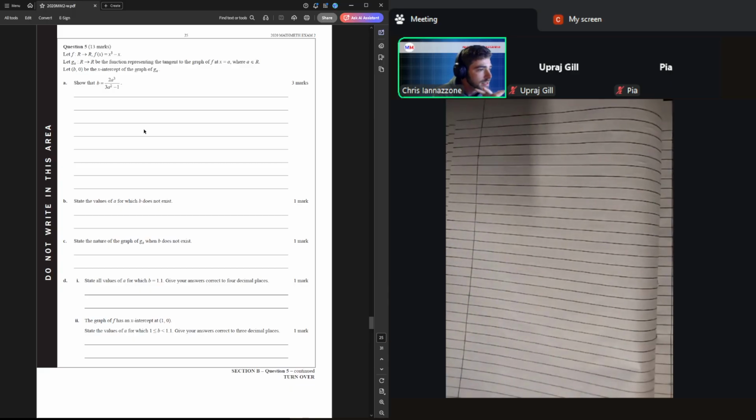Okay, f of x is a cubic. G sub a is going to be the function that is the tangent to that cubic at some particular x value. And b is going to be the x-intercept of that tangent. Show that b is equal to all of that.